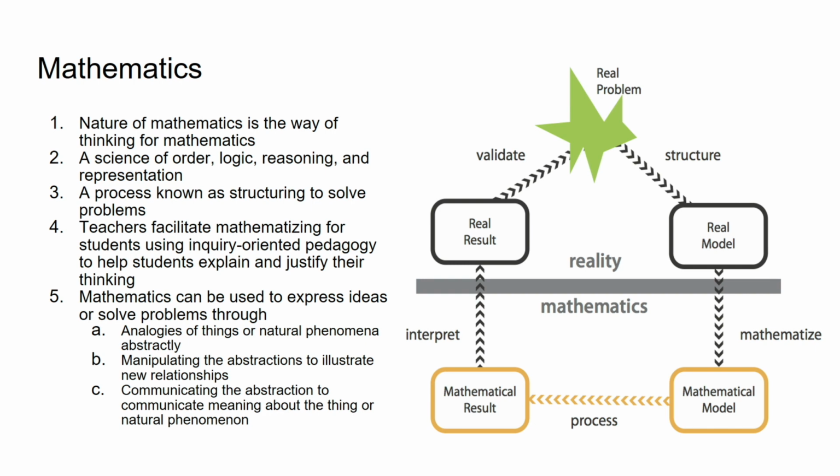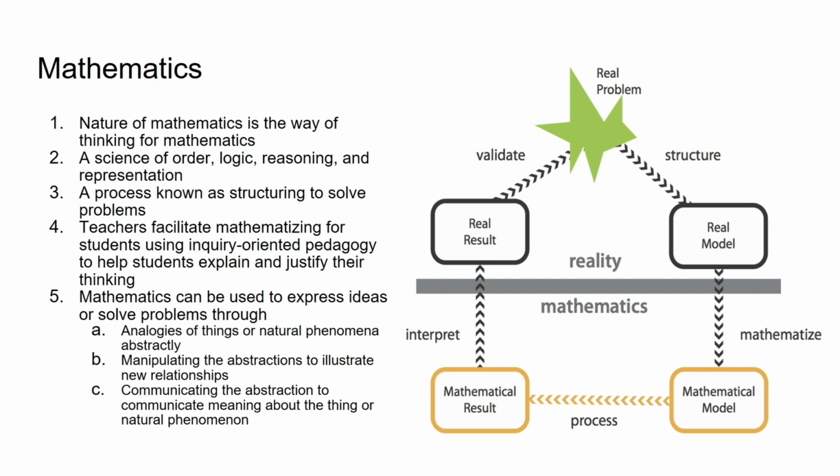And then you see manipulating the abstractions to illustrate new relationships. So there are ways to conceptualize what's going on, and then how the variables relate to each other in some form of a slope equation. That's also an example of demonstrating how mathematicians think about things.